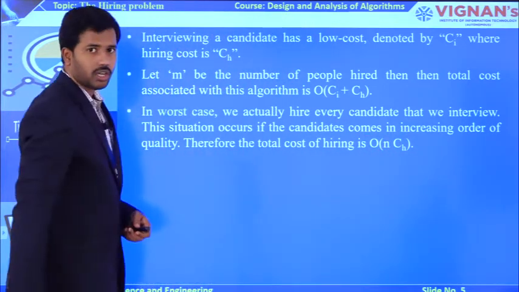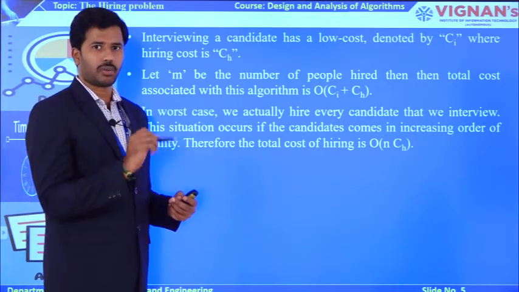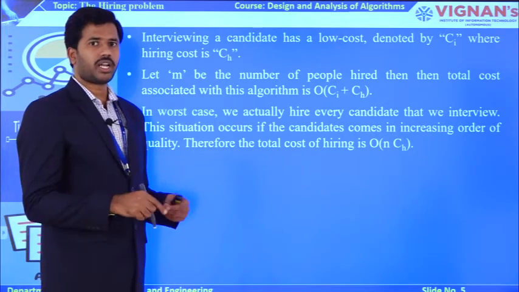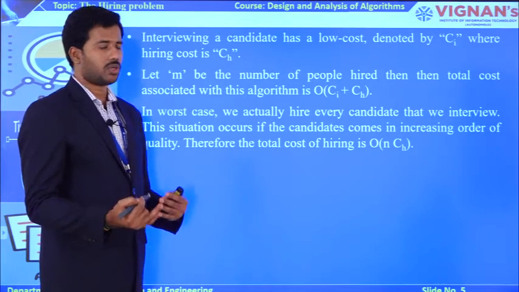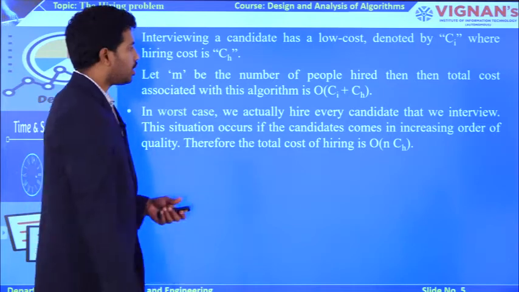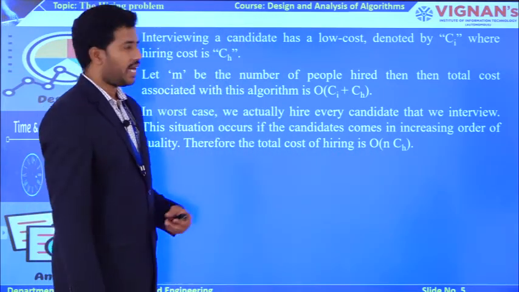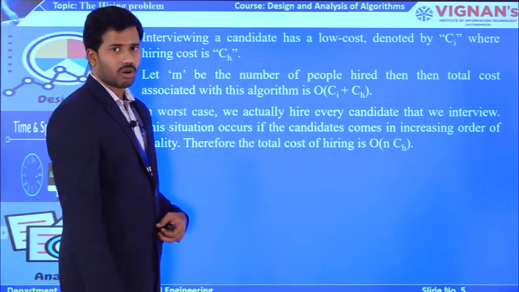So ultimately you are in a situation where you hire every candidate, but you have only one post. The available post is 1, yet you keep getting overqualified candidates. In that situation, the worst-case time complexity is big O of n times C_h, where n means all the candidates come in increasing order of quality.